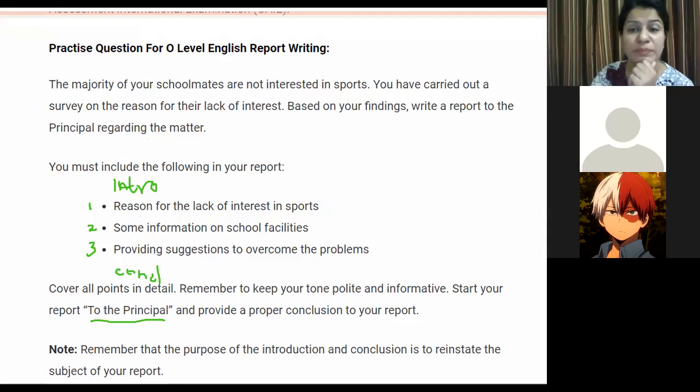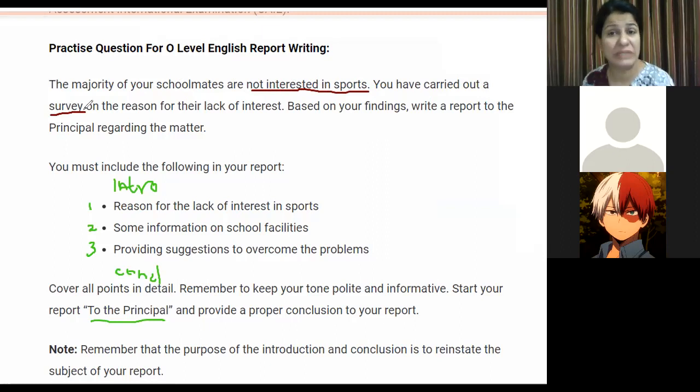Now, what is the information that you have gathered? Most of the majority of schoolmates are not interested in sports. And what have you got? You have carried out a survey. It means you have facts on your hand. Okay, you can clearly mention that we have let's say 1,000 students or 1,400 students at our school. From my survey, I have figured out that, let's say 72% students or 82% students are not interested in sports. Why? You have to give the reasons why they couldn't be interested.